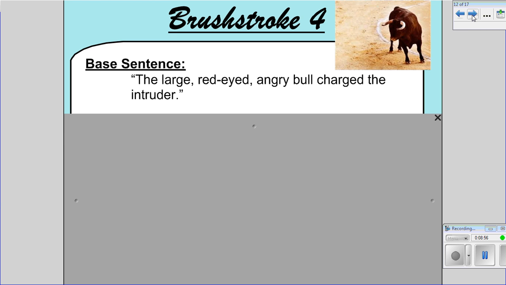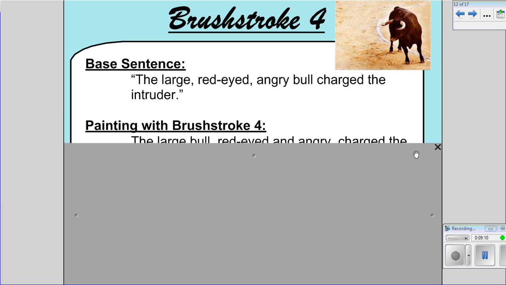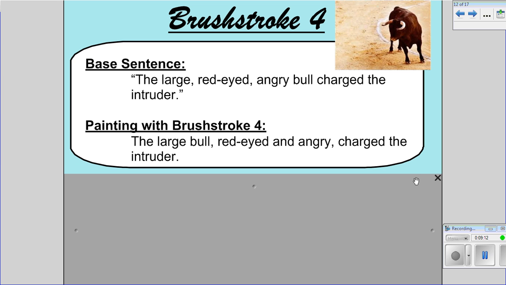All right, go back to your writer's notebook. Please write brushstroke 4. Here's our boring sentence. The large, red-eyed, angry bull charged the intruder. It's not too bad. There's some descriptive language here. But here's what brushstroke 4 will do for our writing. The large bull, red-eyed and angry, charged the intruder.